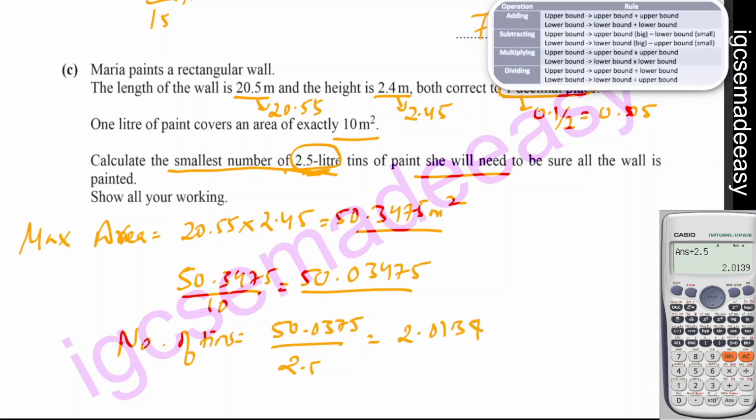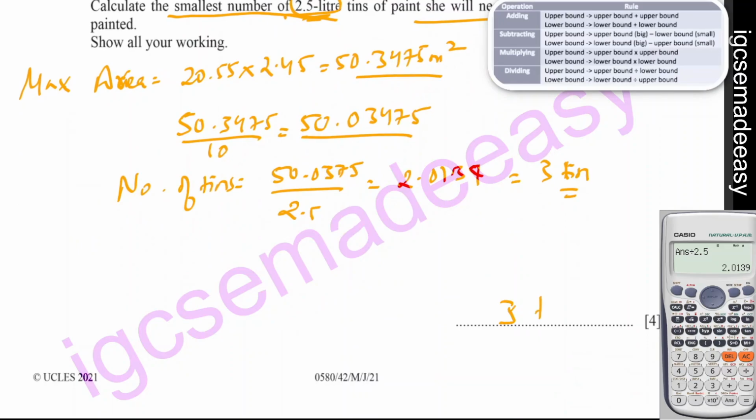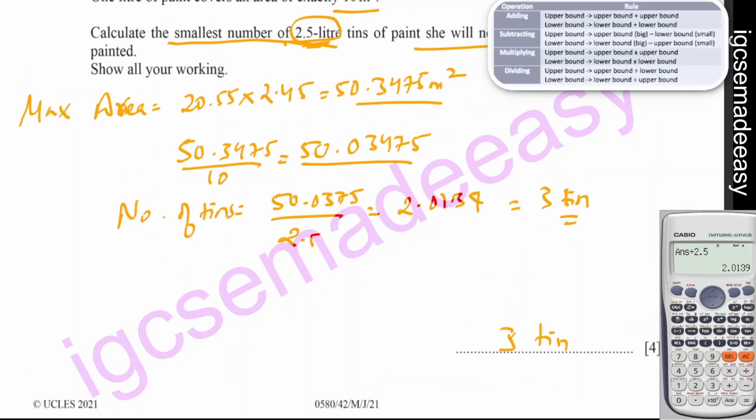2.0139. You know that if it is more than 2, because the value should be an integer, we have to take it as 3, because it is more than 2. So 3 will be the smallest number of tins that she needs to paint all the walls.